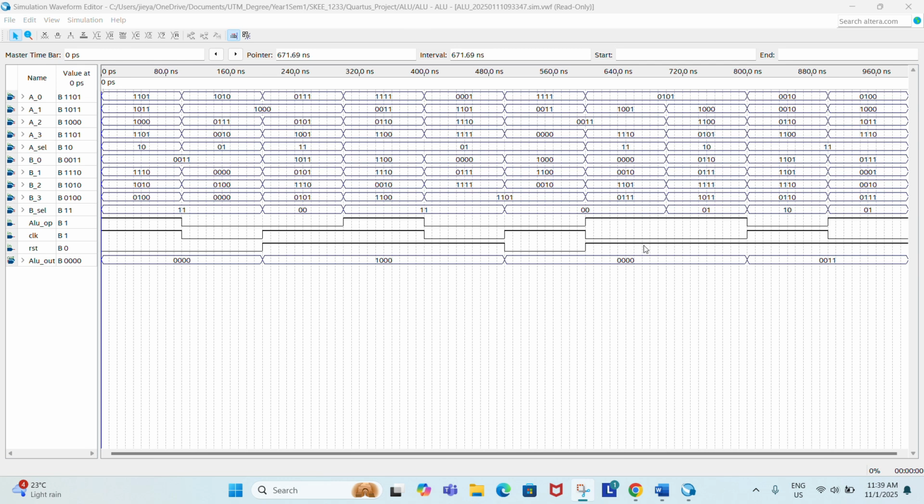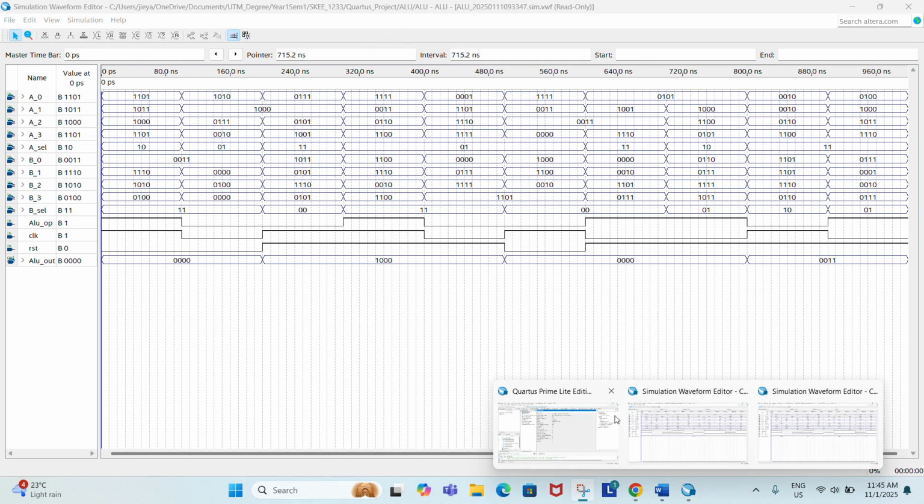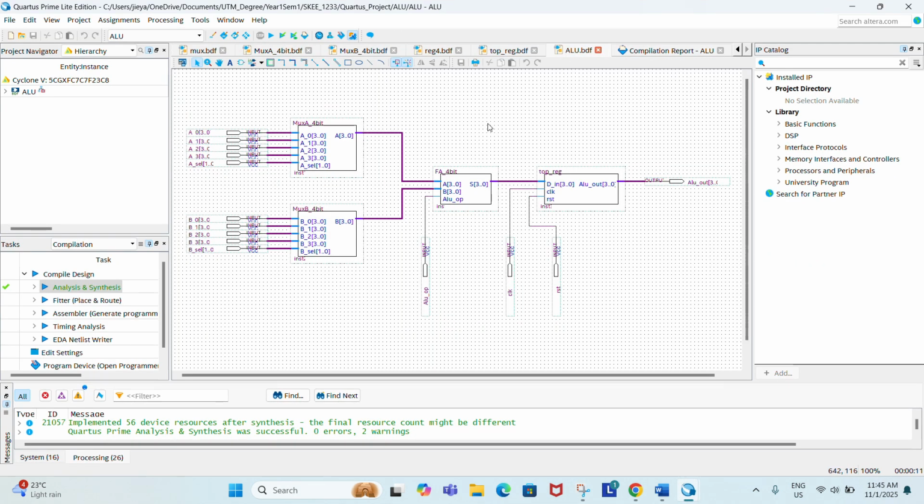And when the reset becomes 1, but there is no positive edge of the clock, it will still maintain until here. And then here, the A cell is 2, which means A2 will be selected, which is 1100. And B cell is 1, which means 0111 will be selected. And then there is actually a delay here, so ALUOP is 1, which means addition will be performed. And the reset is 1 at the positive edge of the clock. Therefore, the output is 0011. This shows that the design of our arithmetic logic unit is correct. And that's it.